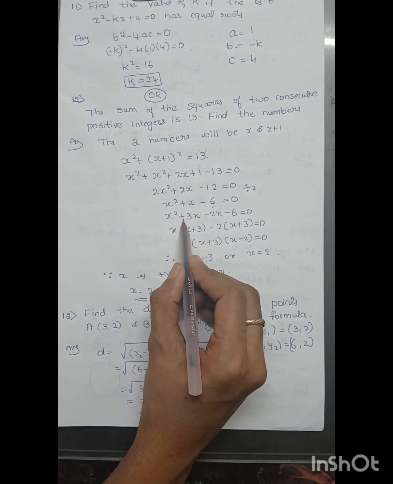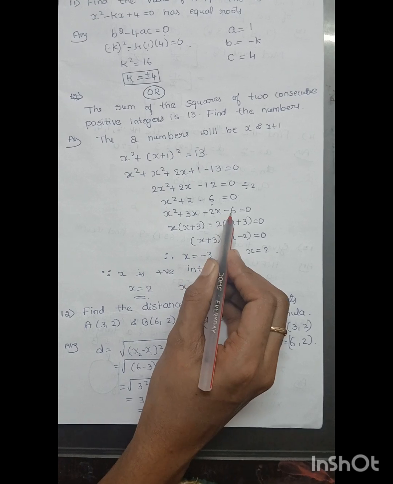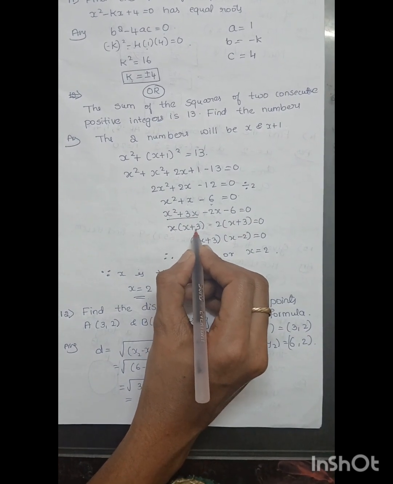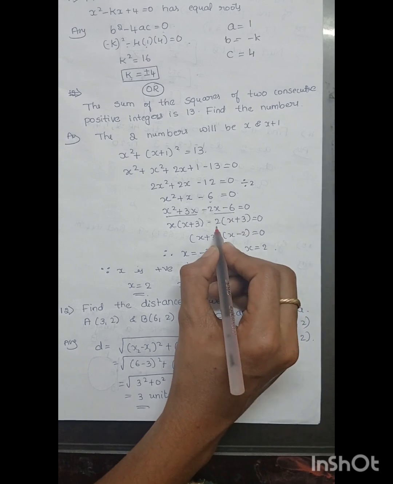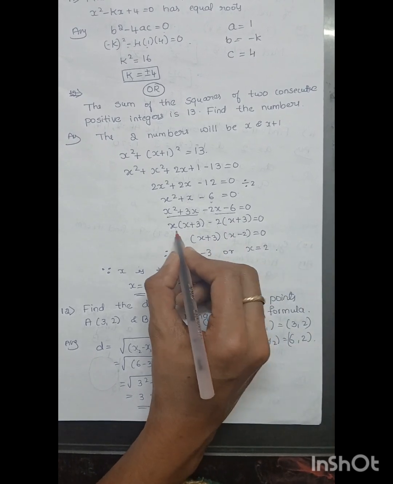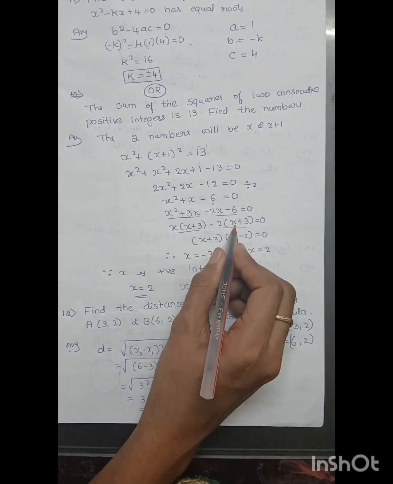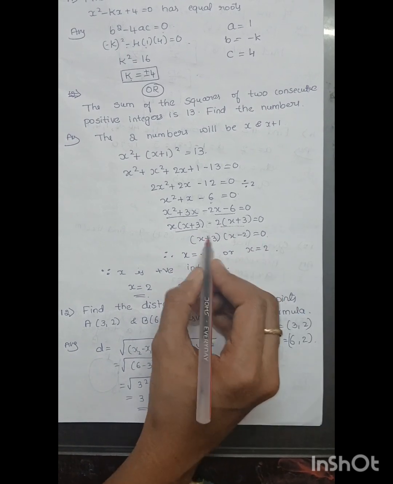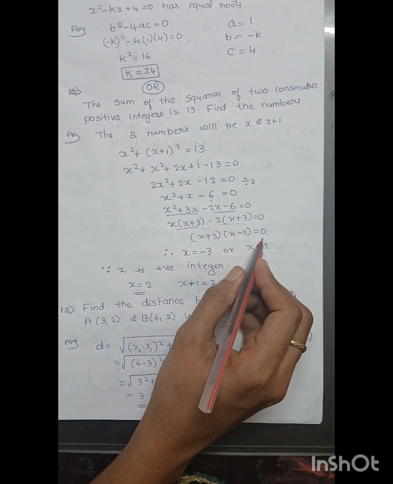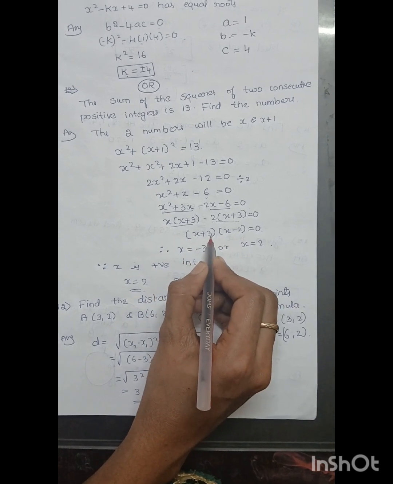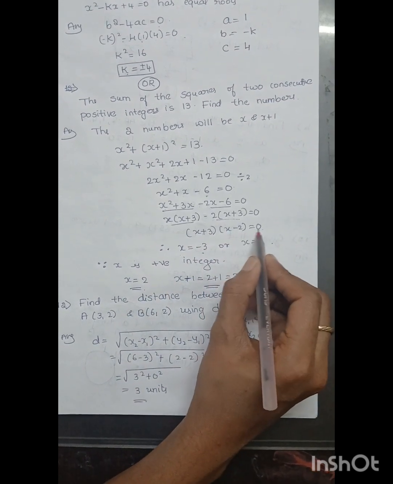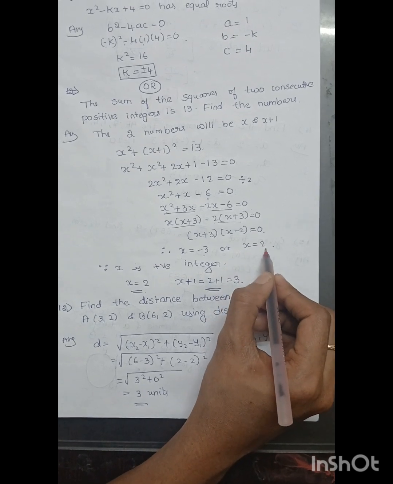So x square plus 3x minus 2x minus 6 equal to 0. In these two x is common, remaining is x plus 3, and in these two 2 is common, x plus 3 is remaining, and in these two x plus 3 is common, remaining is x minus 2 equal to 0. Multiplication of two numbers is 0 means either one of them is 0. x plus 3 equal to 0 implies x equal to minus 3. x minus 2 equal to 0 means x equal to plus 2.